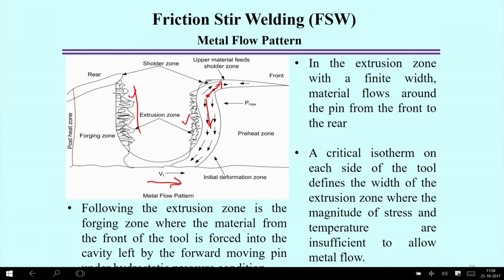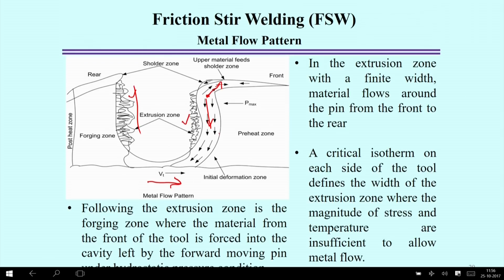So, with respect to the temperature isotherm and the condition for the material flow, or sorry, the condition for the magnitude of the stress, by looking into that we can decide whether there is a metal flow or not. So, therefore, material flow is actually very limited to around the FSW tool, and the extent is very small.